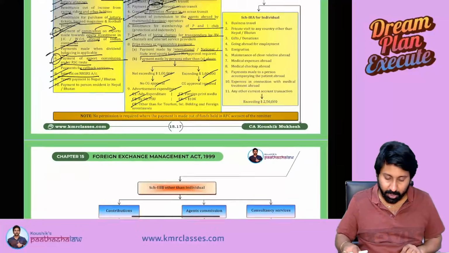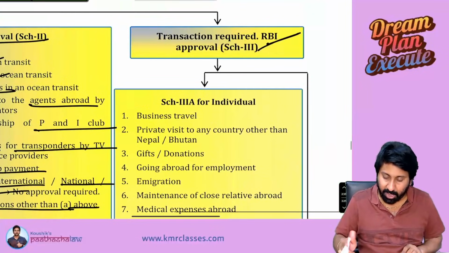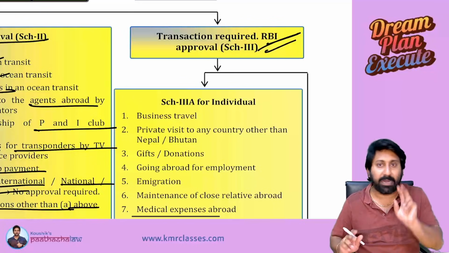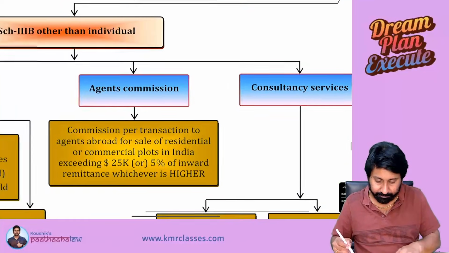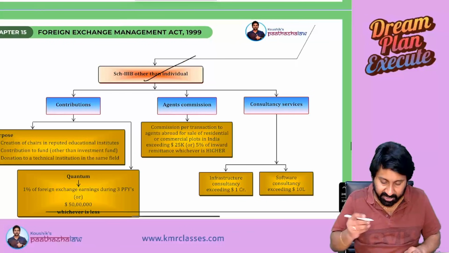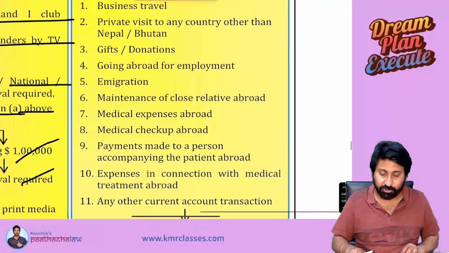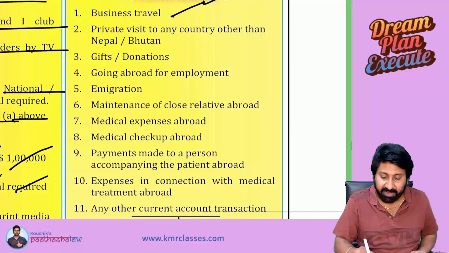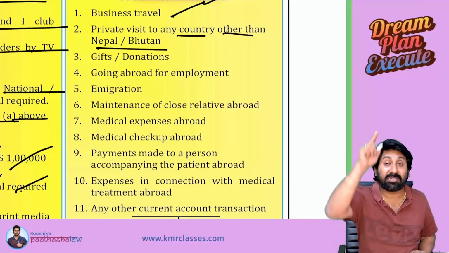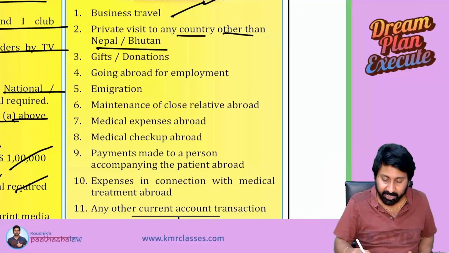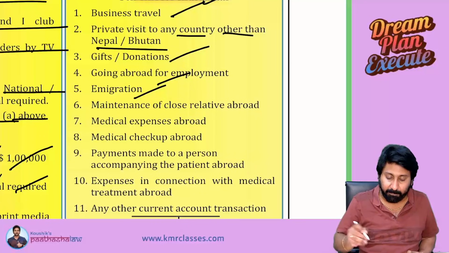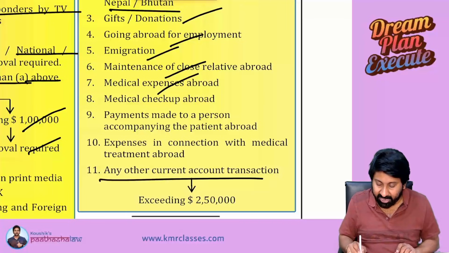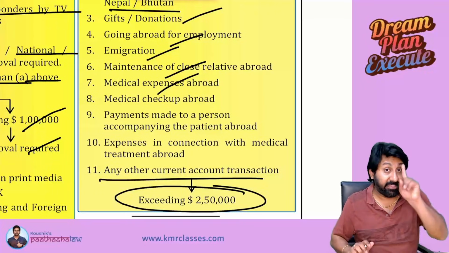Next one, very, very important one, RBI approval cases. Okay, RBI approval cases, again 2 parts are there. Individuals, other than individuals. Okay, for individuals, examples these are. Only an example list: business travel, private visit to any country other than Nepal, Bhutan, because for Nepal and Bhutan drawal is prohibited already. Gift, donation, going abroad for employment, immigration, all these medical related things, any kind. Okay, exceeding $250,000. This you have to remember.